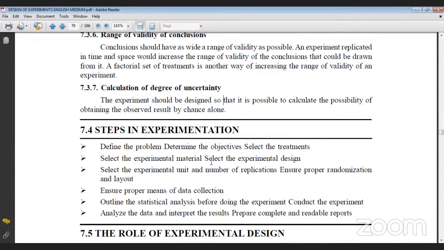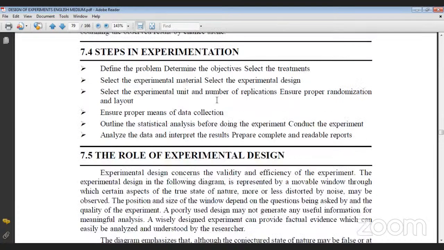Steps in experimentation. What is the experimentation here? Define the problem, determine the objective, select treatments, select the experimental material, select the experimental design, select the experimental unit, decide the number of replications, ensure proper randomization layout, ensure proper means of data collection, outline the statistical analysis before doing the experiment, conduct the experiment, analyze the data and interpret the results with a complete and readable report.